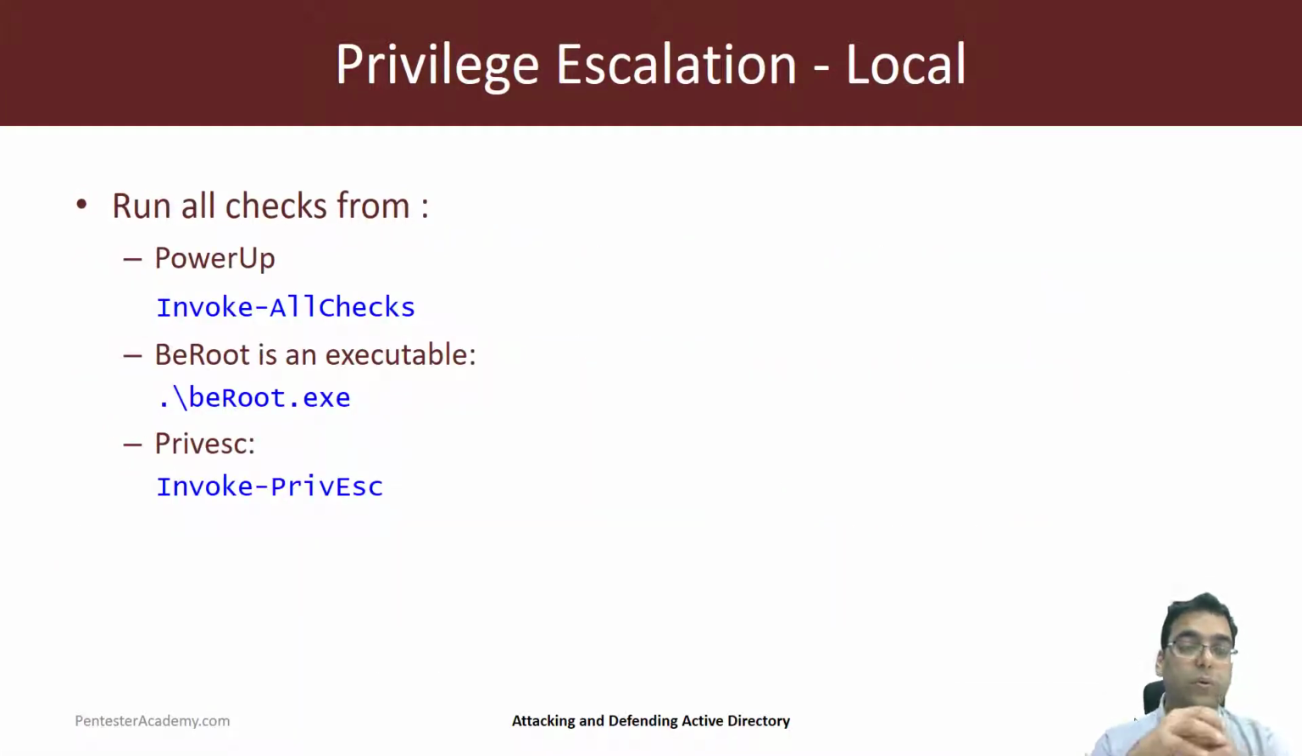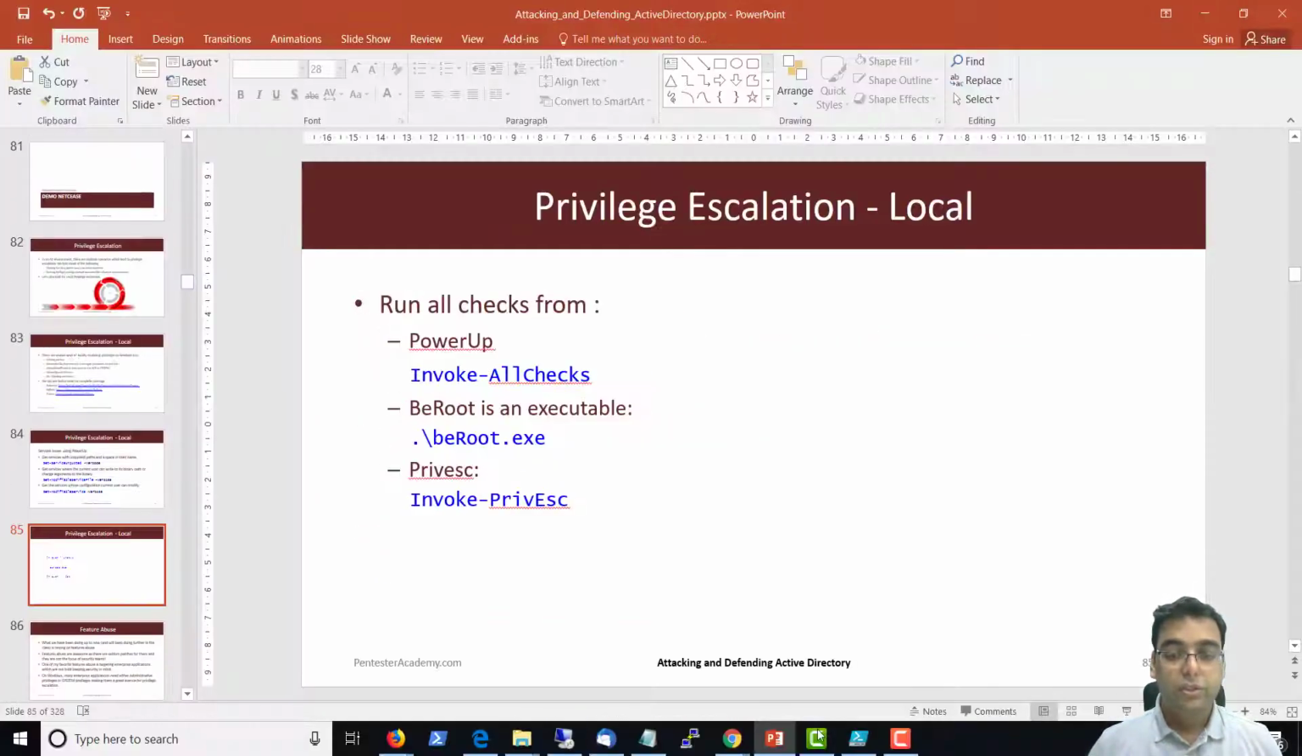Now, we can run all the checks for whatever local privilege escalation opportunities are there to discuss from the tools which we are using. From PowerUp, we can run Invoke-AllChecks. From BeRoot, we can run the executable beroot.exe. From the PrivescCheck tool, we can run a script which loads this function Invoke-PrivescCheck. So let's run these.